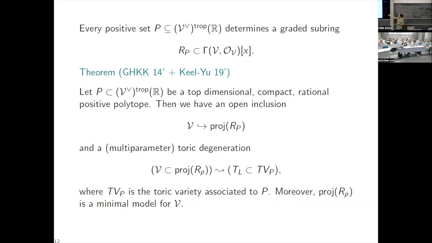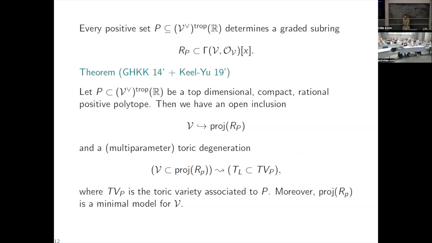Okay. And the theorem is actually the motivation. They prove that when I have a top dimensional compact rational positive polytope, what does it mean? If I work in one identification of this tropical space given by a lattice, then I can just think I'm working in R to the n. Then I can draw a polytope and ask whether it's positive or not. And if it's positive, rational, compact, and top dimensional, then the projective variety associated to the corresponding graded ring is going to be a minimal model of my cluster variety.